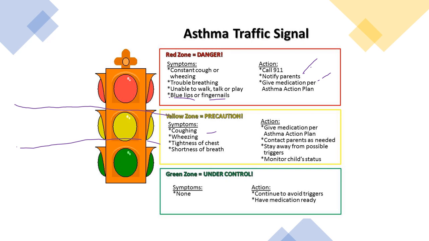But if they're in their yellow zone, it means you're going to follow their asthma action plan, which might be take their inhaler, a couple extra puffs, contact their parents, stay away from triggers like certain allergens if they have extrinsic asthma or intrinsic. So knowing the triggers is actually one of the best ways to treat asthma, because then you will stop it from happening in the first place.